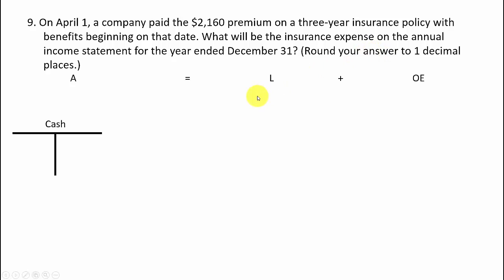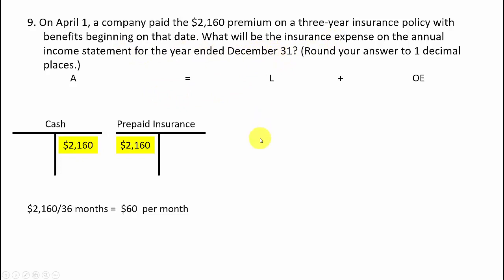Here's our accounting equation. Here's what's happened. On April the 1st of the current year, we spent $2,160 on insurance. It's a 3-year policy, so we credit cash, which lowers this cash asset, and we increase prepaid insurance by $2,160. That's what happened on April the 1st. What we want to know is how much of this is going to be an expense on our income statement at the end of the year.